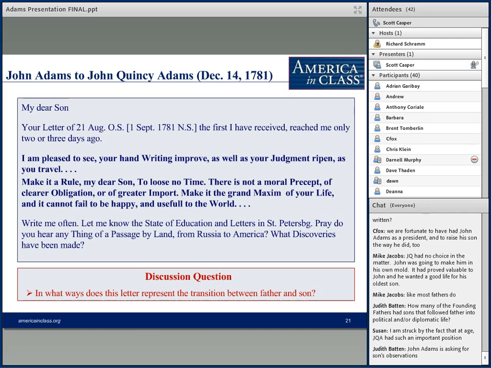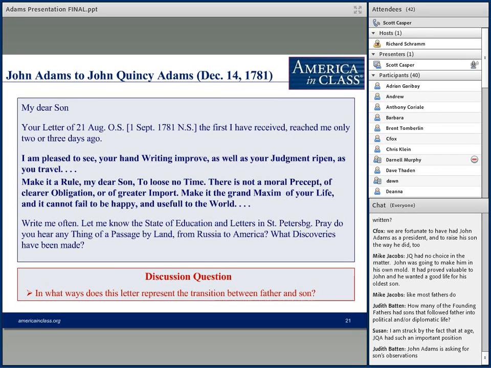Susan writes that she's struck by the fact that at that age JQA had such an important position. I'm struck by it too. Highly unusual for a 14-year-old. Certainly, 14 was older in 1781 than it is now in many ways. 14-year-olds in a farm family would be shouldering a fair amount of responsibility for the farm. Here, we have a 14-year-old who's involved in the diplomatic relations between the United States and Russia.